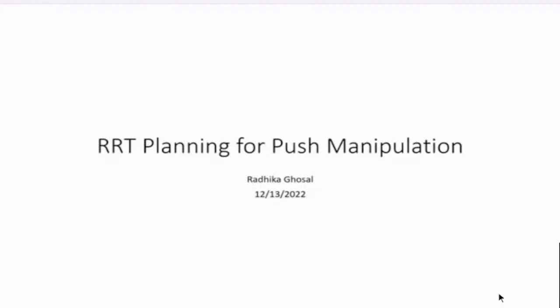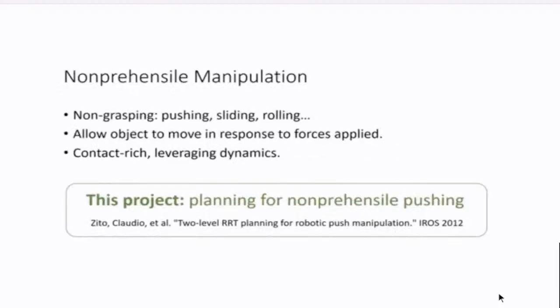Hi. My name is Radhika Ghoshal, and today I will talk about my project on RRT planning for push manipulation. This project focuses on generating trajectories to push a box from a start configuration to a goal using sampling-based planning. We re-implemented prior work by Zito et al. titled Two-Level RRT Planning for Robotic Push Manipulation and learned a lot along the way.